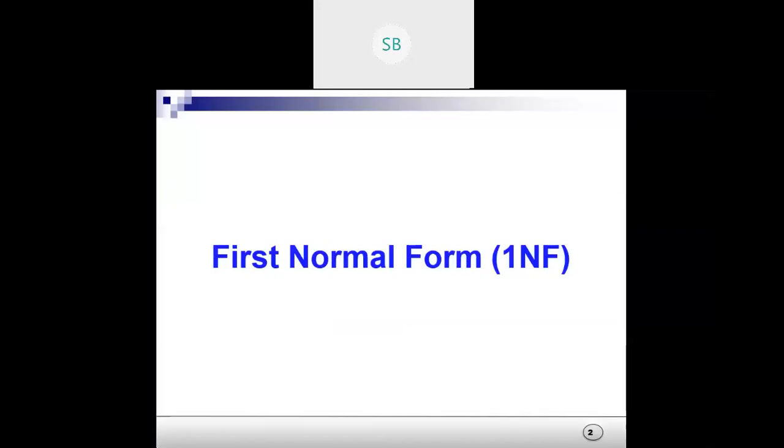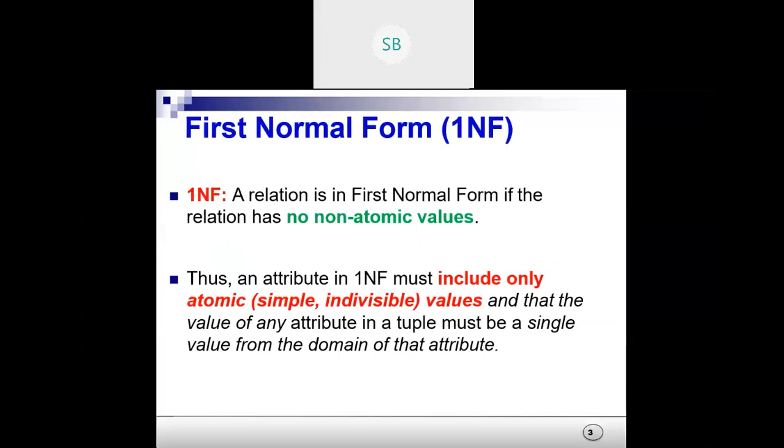So let's first check the first normal form. What is the first normal form? A relation is in first normal form if the relation has no non-atomic values. You know what an atomic value is, right? It is a single value which you cannot divide. Values that can be divided are known as non-atomic values.